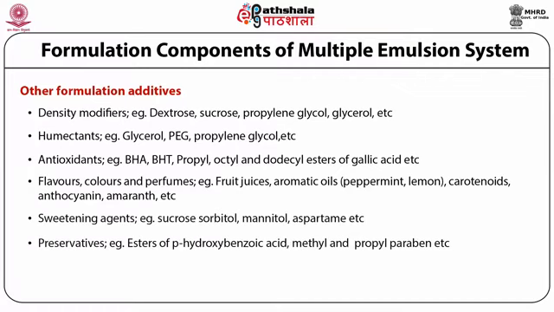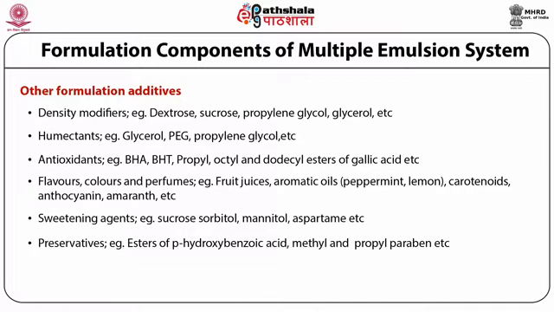Preservatives. It is essential that emulsion formulation should resist microbial attack, because the presence of microbial contamination like fungal or some bacterial growth can generally produce a very unpleasant color, odor, or sometimes they can also change the pH. So preservatives play a very important role in formulation. Some commonly used preservatives are parahydroxybenzoic acid, methyl and propyl paraben.